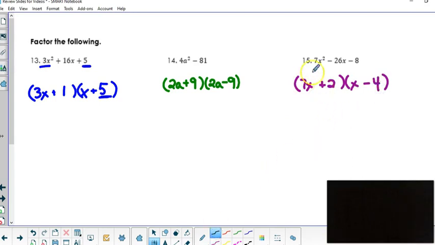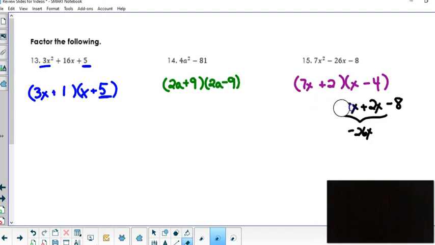How does that work? When we multiply it back out, we get 7x squared, and then 7x times negative 4 is negative 28x. Then positive 2 times x is plus 2x, and positive 2 times negative 4 makes a negative 8. When we combine this right here, we get negative 26x, which is what we were trying to get, which is what the original expression was. And so that means this factoring is, in fact, correct.